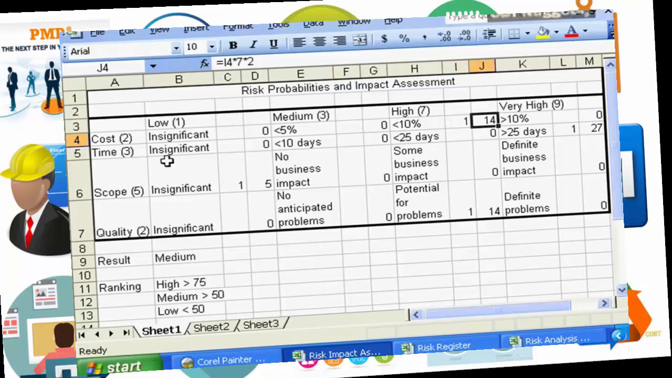If we're looking at the time, is the impact of time still greater than 25 days?